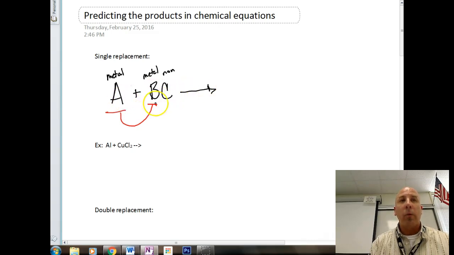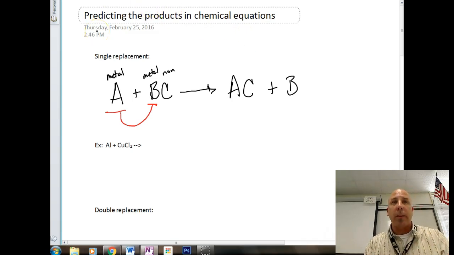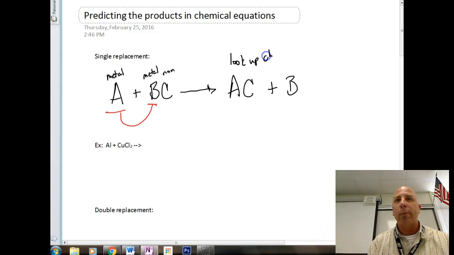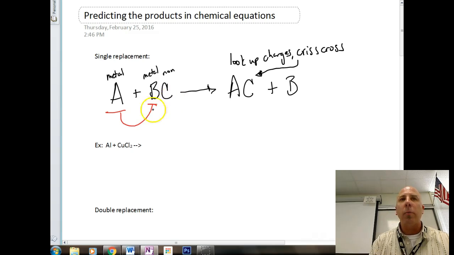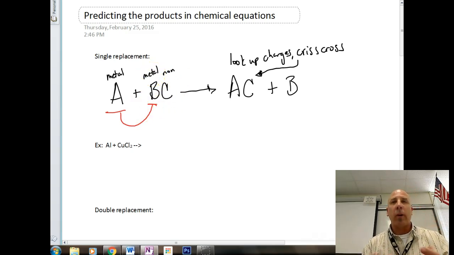So it's easy to predict what the new formula is going to be. A is going to replace B, so then you're going to have A, C, and then you're going to have B by itself. Okay, now there is a trick to these reactions, and it's not really a trick, it's just something that we have to do: in writing the formulas of our products, we have to look up charges and then crisscross to get our new formula of our ionic compound. And we cannot assume that the formula is going to be the same as what it was before. You've got to re-crisscross charges.